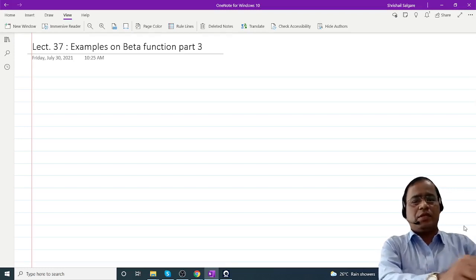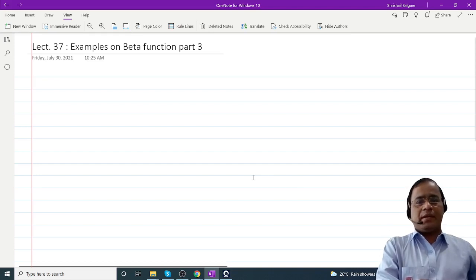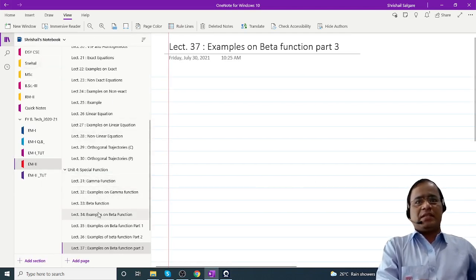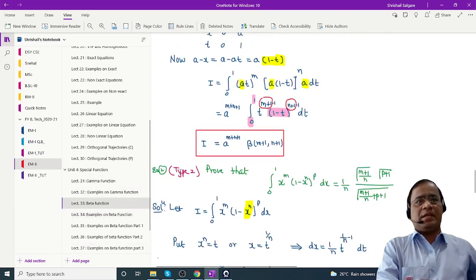Good morning, students. So let us continue with the evaluation of integrals by using the beta function. We have covered four types of integrals. I already shared my screen. In the first lecture, in the examples on beta functions, I covered the first beta function here.